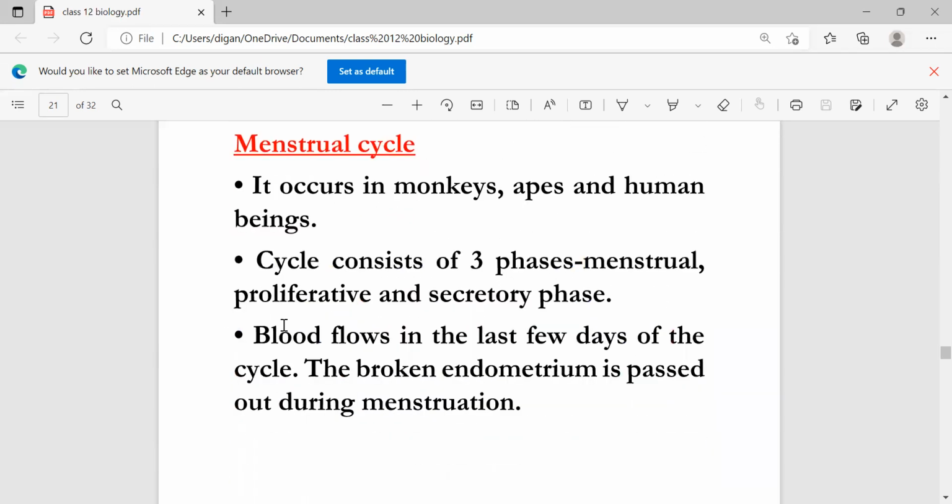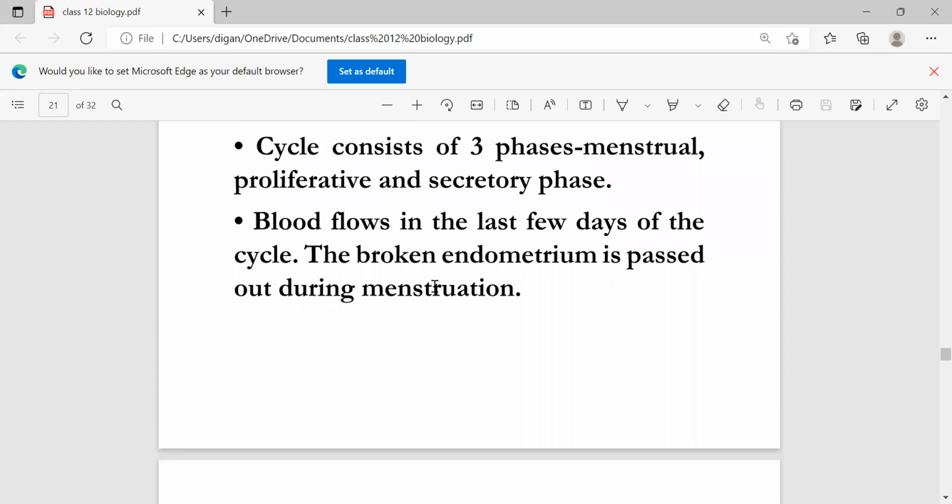Next, the menstrual cycle. It occurs in monkeys, apes, and human beings. And here the cycle consists of 3 phases: the menstrual phase, the proliferative phase, and the secretory phase. So you have to remember these 3 phases. Then blood flows in the last few days of the cycle. Why does blood flow? Because of the broken endometrium: after ovulation, when the inner lining of the uterus breaks down, that broken endometrium is passed out during menstruation.